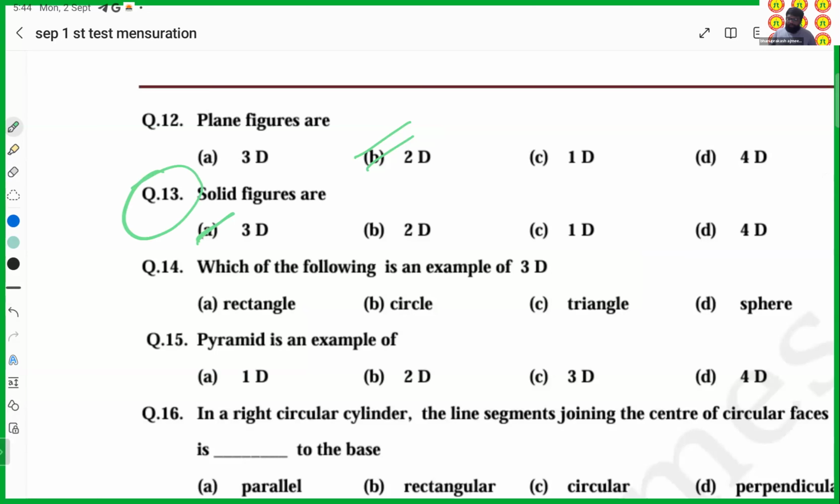Next, which of the following is an example of 3D? Triangle, no. Circle, no. Rectangle, no. Sphere. A pyramid is an example of 3D, sir.